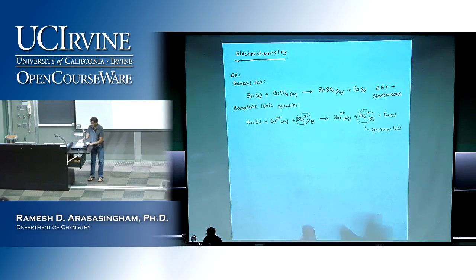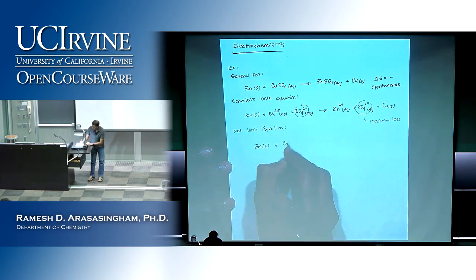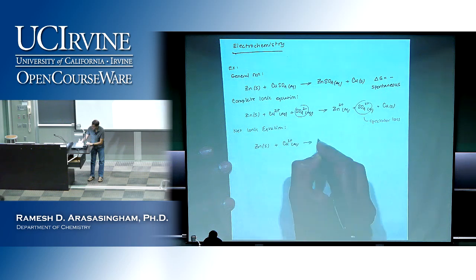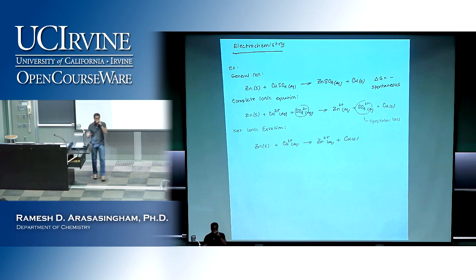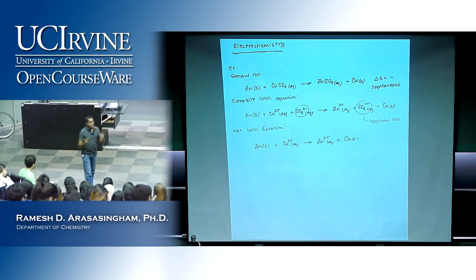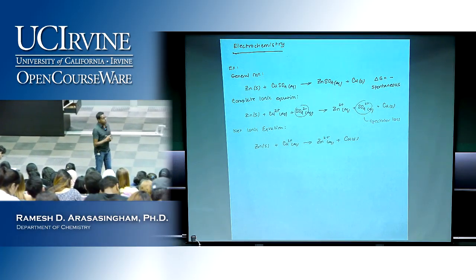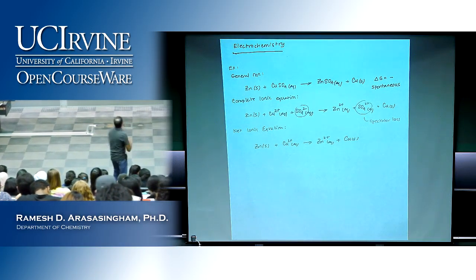And now if we cancel out the spectator ions on either side, then we end up with the net ionic equation. And that would be zinc solid plus copper 2 plus aqueous, giving me zinc 2 plus aqueous plus copper solid. So now you can see that the net ionic equation actually describes the net event that takes place. So this tells you exactly what's going on. So the net ionic equation kind of summarizes exactly what's going on.